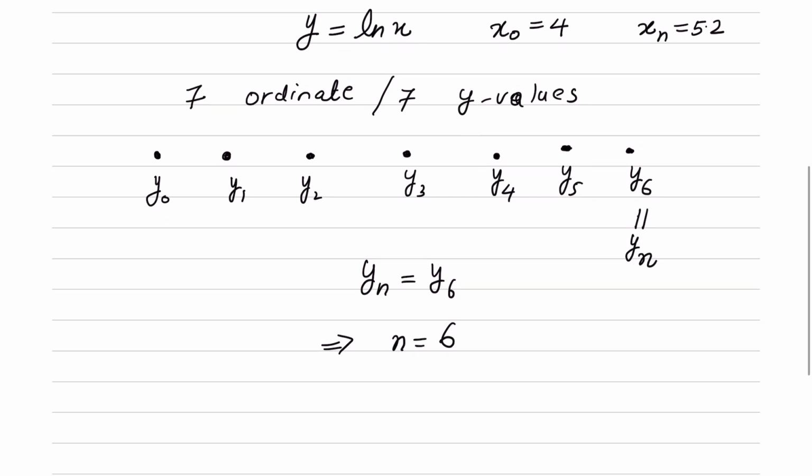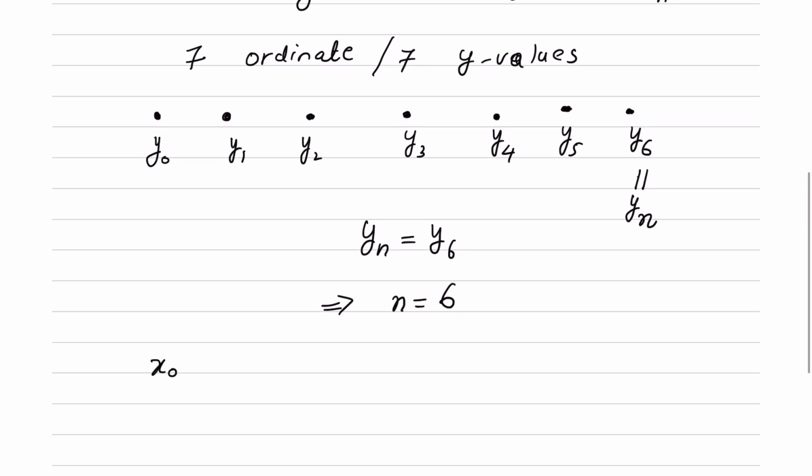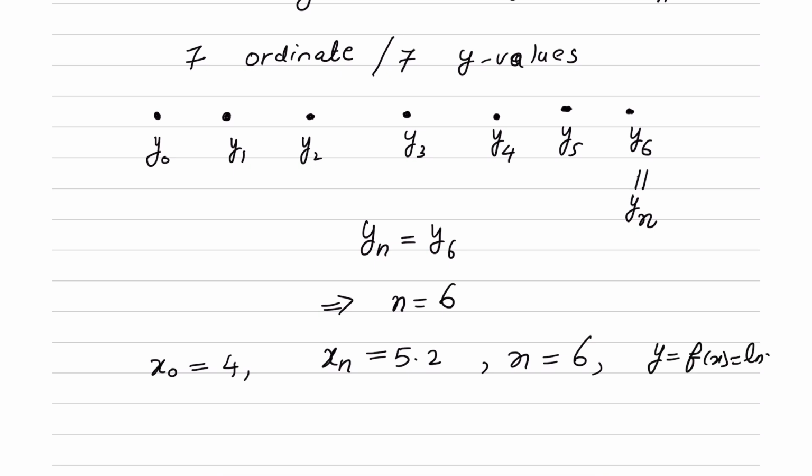Now see the information that we have. X naught is 4, xn is 5.2, n is 6, and y or f of x is ln x.